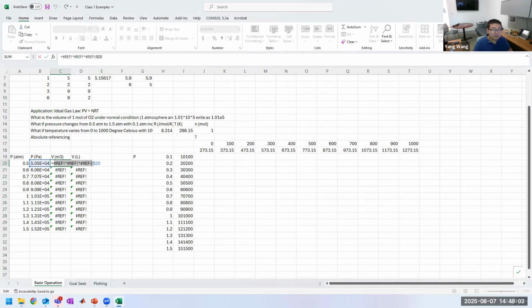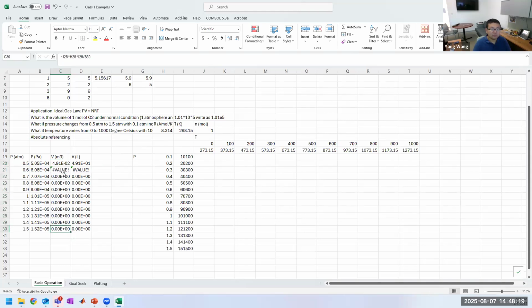Now, if you recall the equation PV equals nRT, we have to use the value of n multiplied by R multiplied by T divided by P. So this is the volume again. But now if you drag it down, it's actually going to refer to the values below, because we don't have the same number that was shown here anymore. It's using the new reference values.